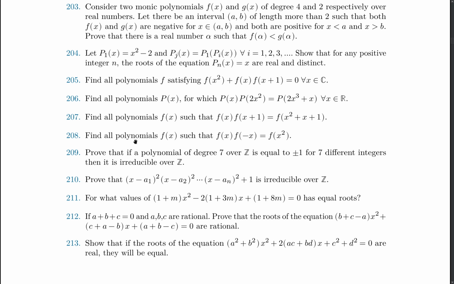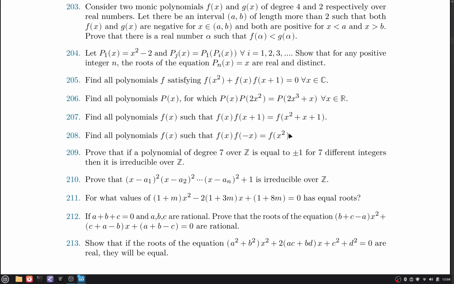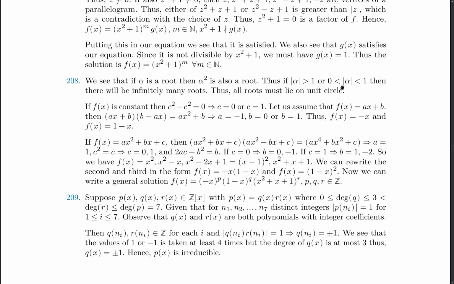Now question 208 says: find all polynomials f of x such that f of x times f of minus x is equal to f of x square. So we see that if alpha is a root, then alpha square is also a root. Thus if mod of alpha is greater than 1, or mod of alpha lies between 0 and 1, that is essentially mod of alpha is not equal to 1, there will be infinitely many roots in these cases. Therefore all roots must lie on the unit circle. Now if f of x is a constant c, then c square minus c is equal to 0, so c is either 0 or 1.